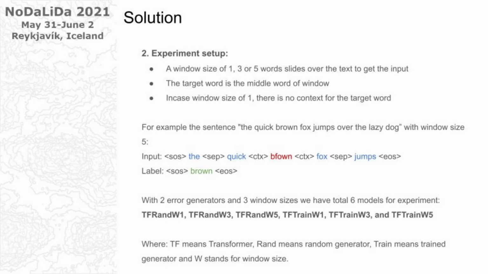For example, in the sentence, "the quick brown fox jumped over the lazy dog," the word "brown" is modified to be "found", which is the incorrect one, and the label for it is "brown". These words will be given artificial errors by either a random generator or a trained generator. So with 2 error generators and 3 window sizes, we have a total of 6 models for experiments, where TF means transformer, RAN means random generator, TRAIN means trained generator, and W stands for the window size.